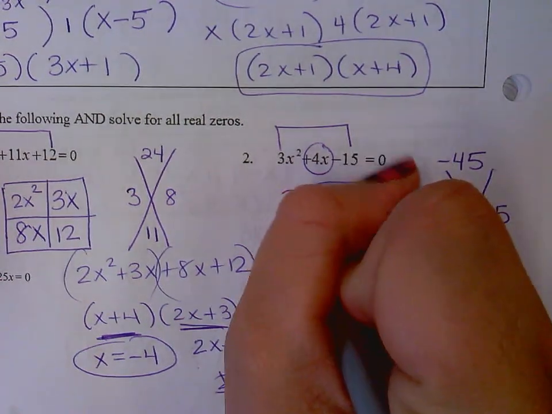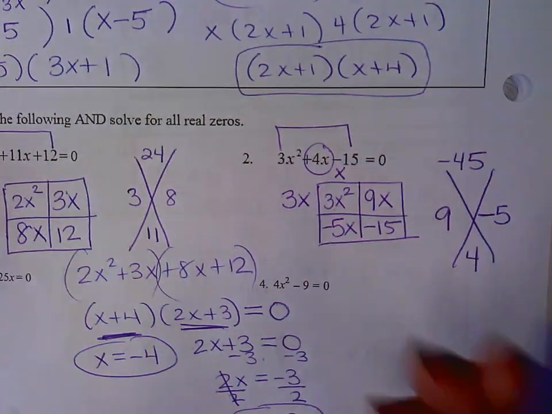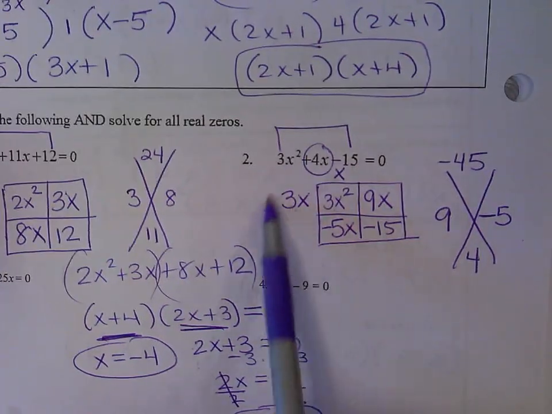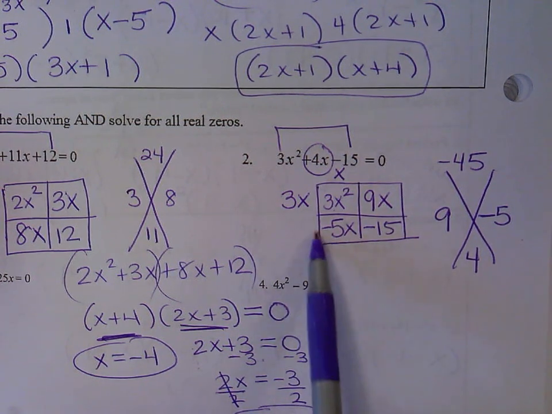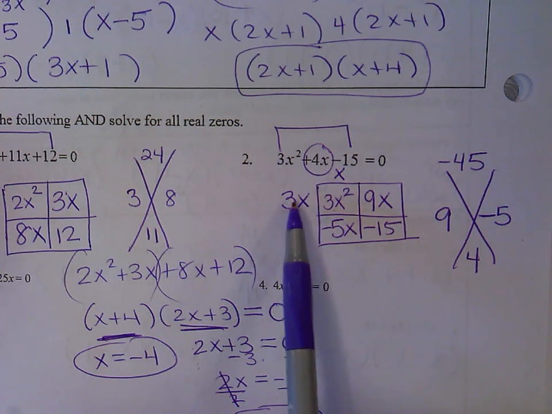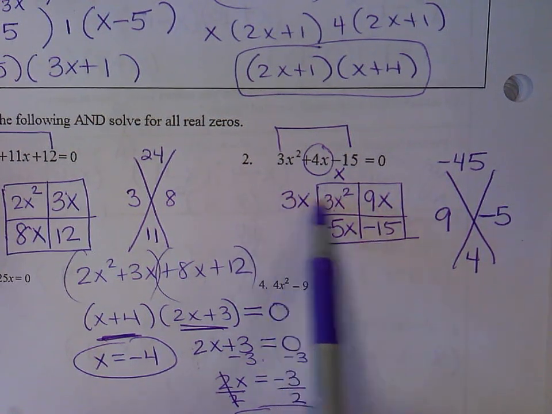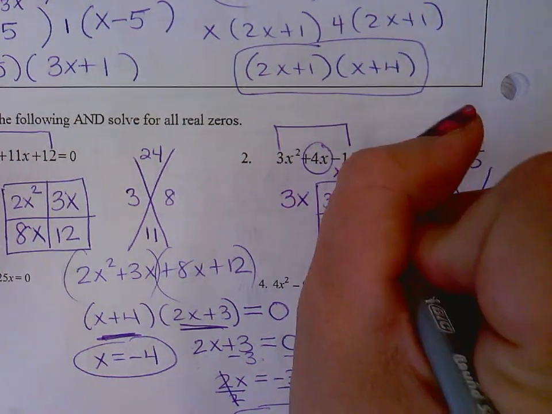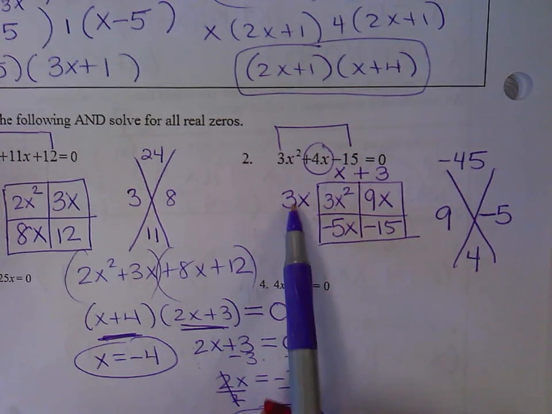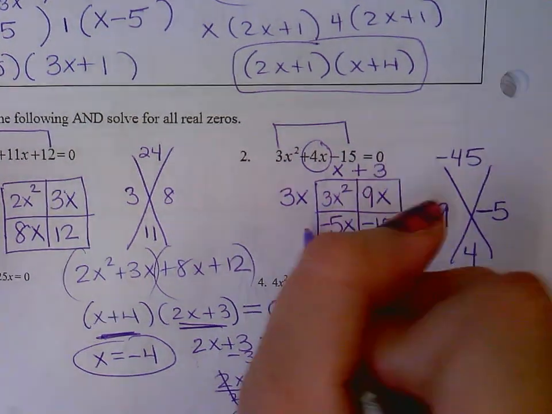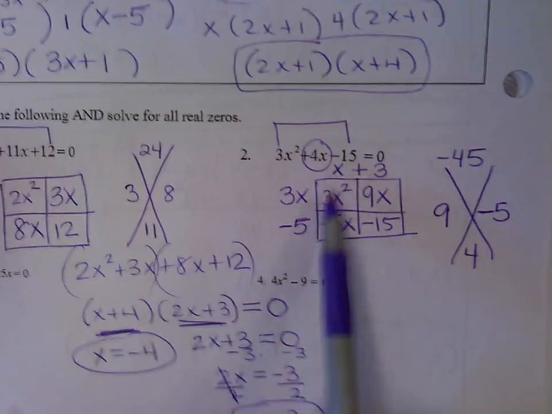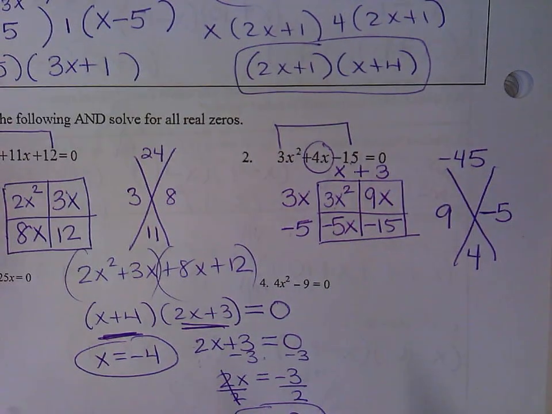So I'd want to put the 3x alongside where that 9x goes, right? If I put the 3x up here, I can never get to negative 5. So the 3x has to go across from the 9x. So it'd be x plus 3, because 3 times 3 gives you the 9. And then x times negative 5 to get the negative 5x.